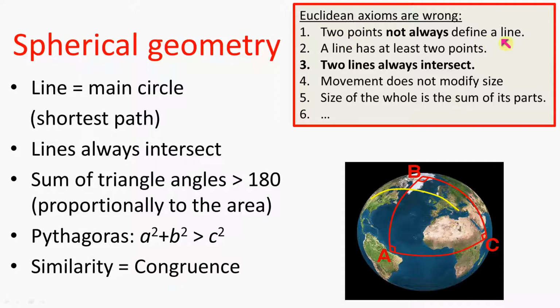Let's return to the axioms. The first axiom of Euclidean geometry says that 2 points define a line. Is it valid here? Well, usually yes, but not always. Because if we select, for example, the North Pole and the South Pole, then all longitude lines will go through these 2 points. Generally speaking, if we select 2 antipodal points on the sphere, then infinitely many lines can be defined. But if we exclude this special case, yes, it's true that 2 points unambiguously define a line. So we may say that the first Euclidean axiom is not valid in spherical geometry?